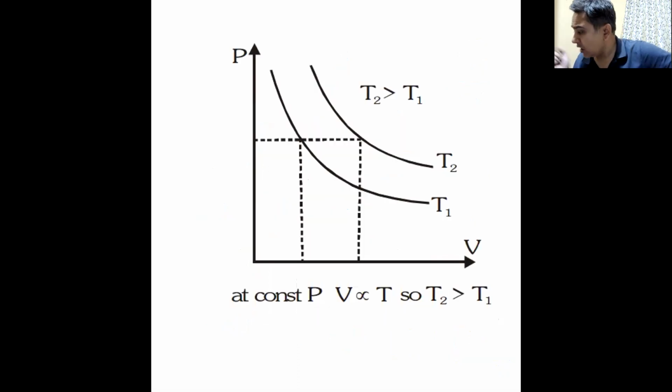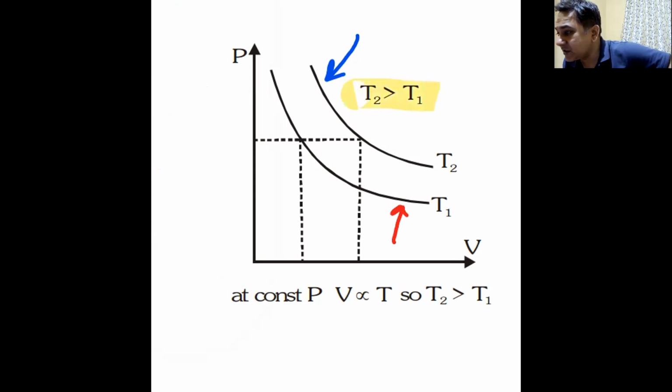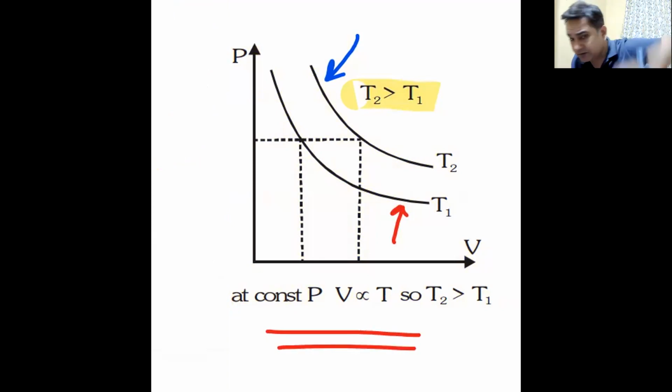Okay. Now comes this graph. These are isotherms drawn at different temperatures. One isotherm is drawn at temperature T2, the blue one. The other isotherm is drawn at temperature T1, the red one. And as you can see by common sense, this temperature T2 is more than the temperature T1. Do you understand this? The temperature which is higher, the graph will be the upper one. The temperature which is lower, the graph will be the lower one. Please note this down.